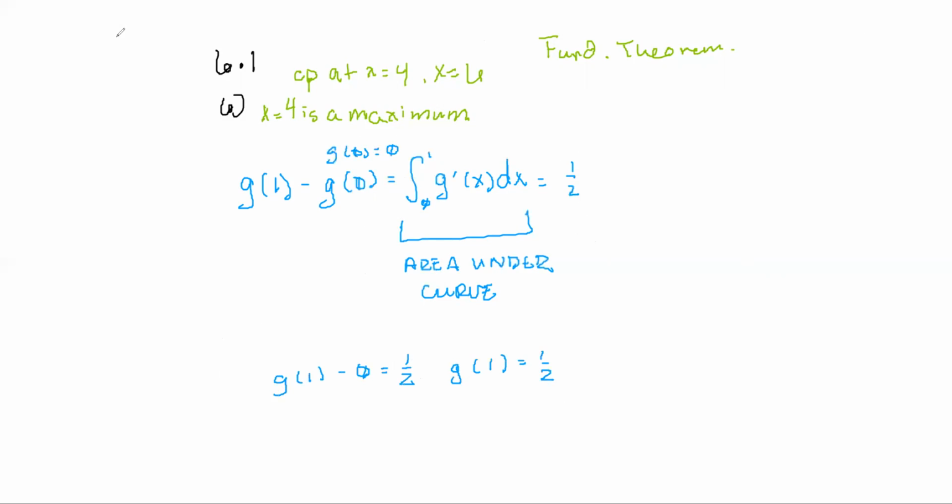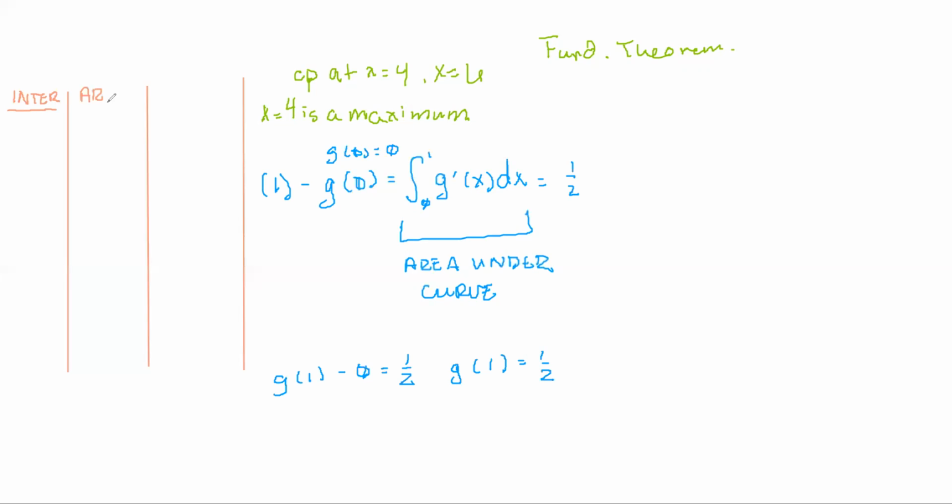Okay. So I am going to start writing this down in a table so that I can track it. So here is the interval. Here is going to be the area under that curve. And this is going to be specifically from A to B. And then this is going to be the total area. And this is g prime of x dx.